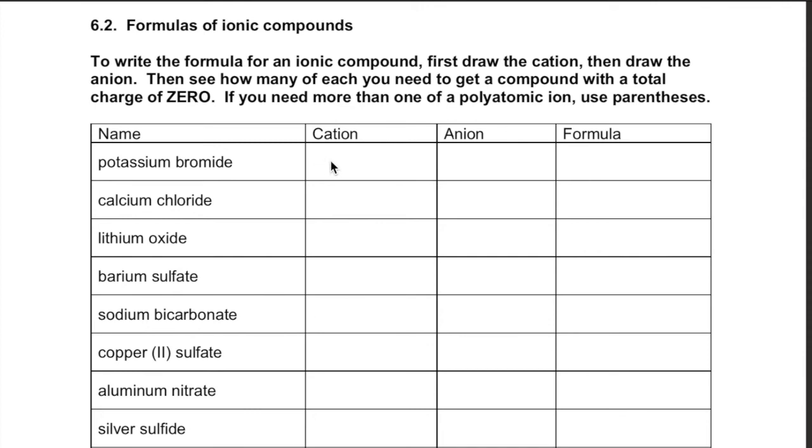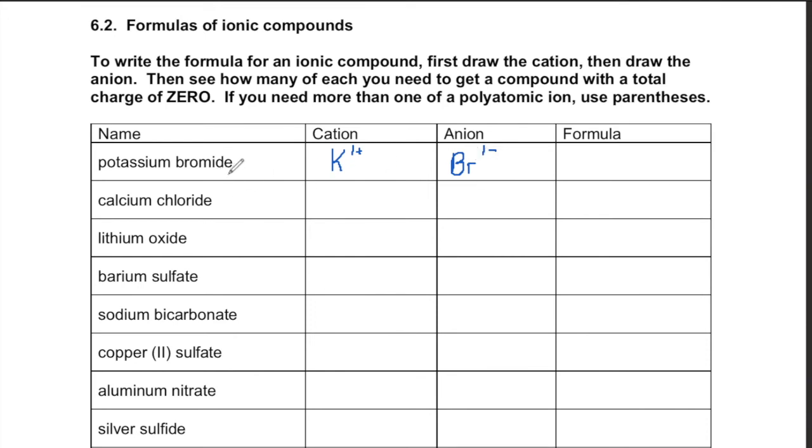Let's do a few examples. I'll do the whole table. Whenever you think you've gotten the hang of it, you can pause and try to do the rest on your own. So the cation for potassium is K, and if you look where it's located on the periodic table, it's an alkali metal. It has a +1 charge.